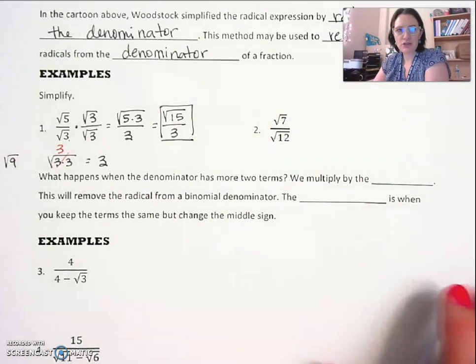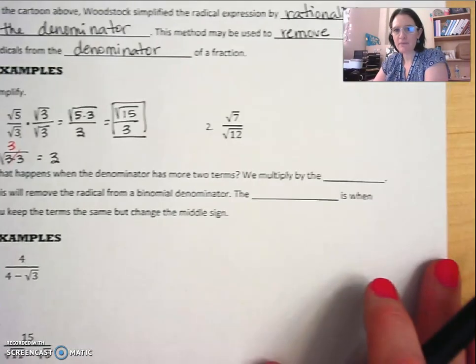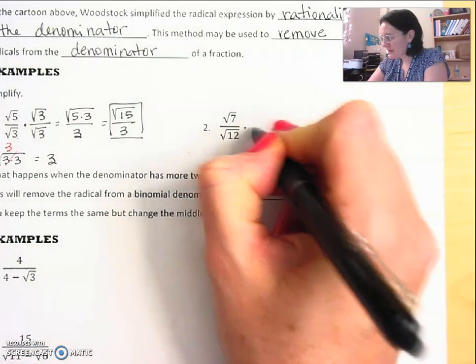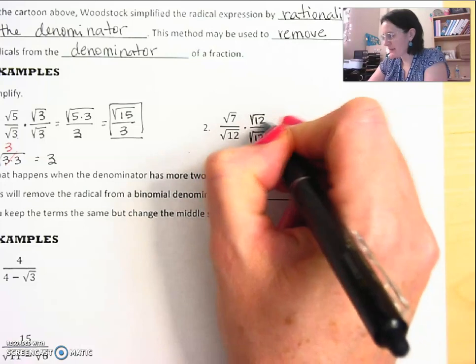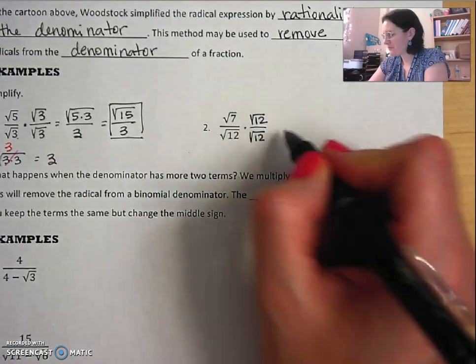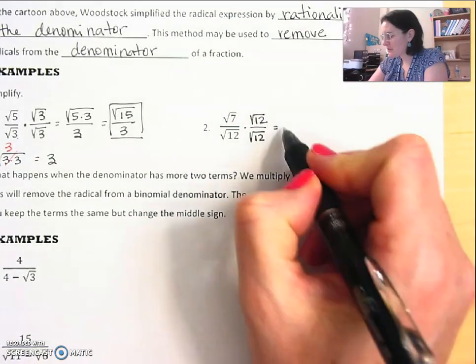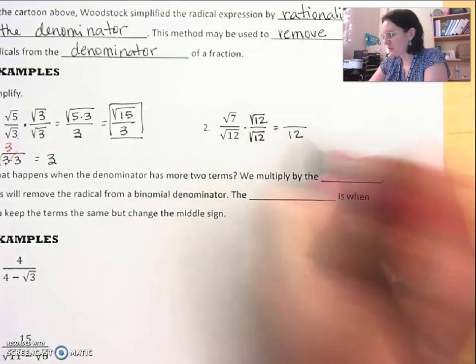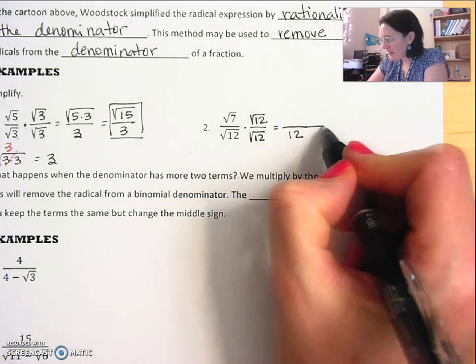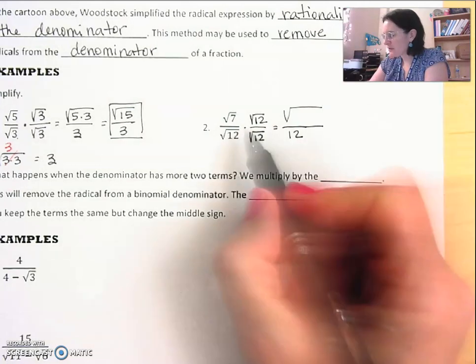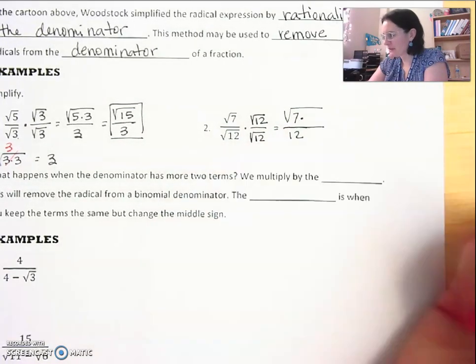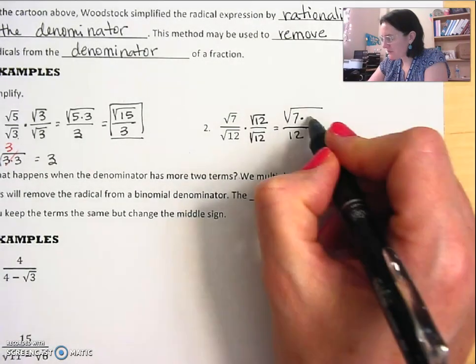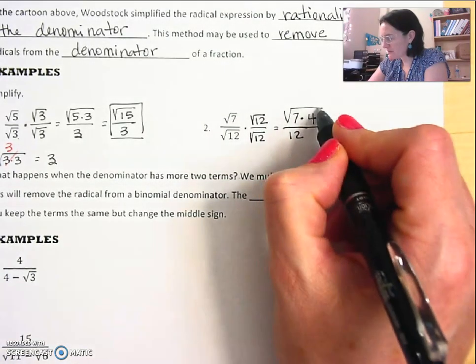And then for number 2, we can start the same way. Multiply the denominator by itself and the numerator by that same thing, radical 12. So in the denominator, the radicals cancel, leaving me just 12. And in the numerator, what I have is the square root of 7 times 12. Now 7 can't be factored anymore, so I'm going to leave it alone. But 12 I can factor as 4 times 3.